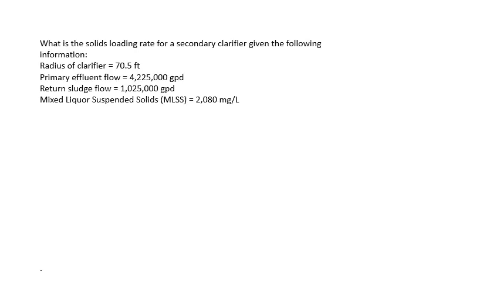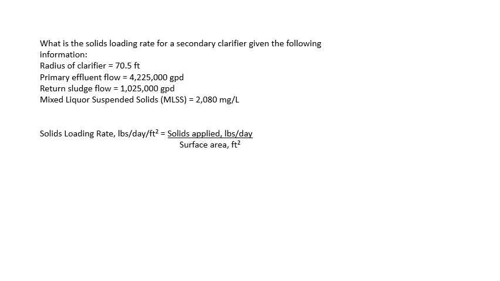What is the solids loading rate for a secondary clarifier given the following information? The radius of the clarifier is 70.5 feet. The primary effluent flow is 4,225,000 gallons per day. The return sludge flow is 1,025,000 gallons per day. And the mixed liquor suspended solids is 2,080 milligrams per liter.